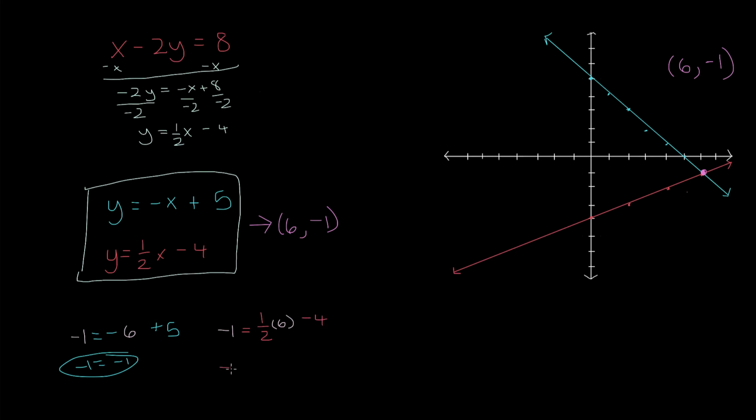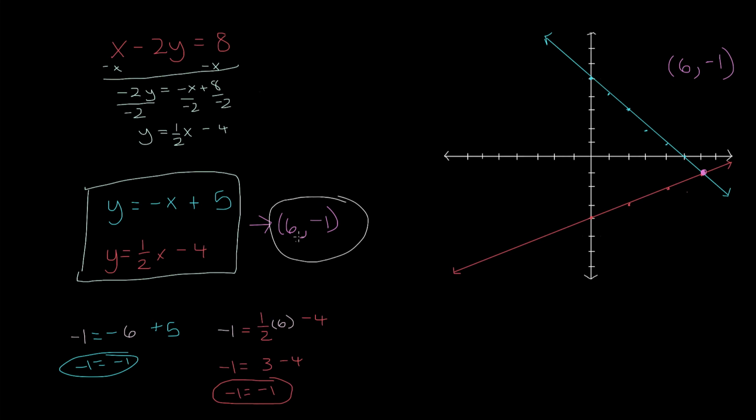So -1 should be equal to half times 6, which is 3, minus 4. And so -1 should be equal to 3 minus 4, which is -1. And since -1 is equal to -1, that means that this is also true. So since we plugged in the same coordinate point into both equations and we got a true output for both, that means that we have confirmed that (-6, -1) is the solution for this one.